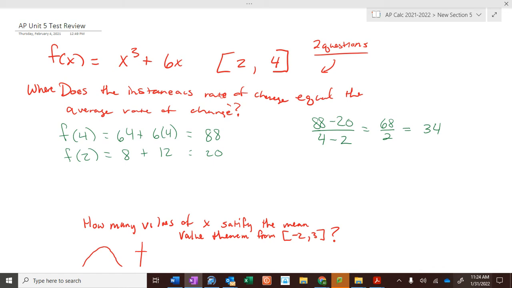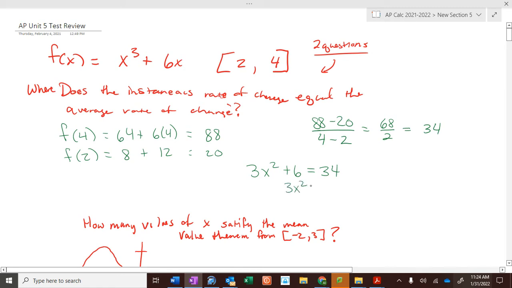So then you take the first derivative of this, which is 3x squared plus 6, and set it equal to the average rate of change, 34. Okay? And then if we subtract 6 from each side, 3x squared equals 28. Divided by 3. Ooh, this is an ugly number. Okay, so then x squared equals 28 thirds.